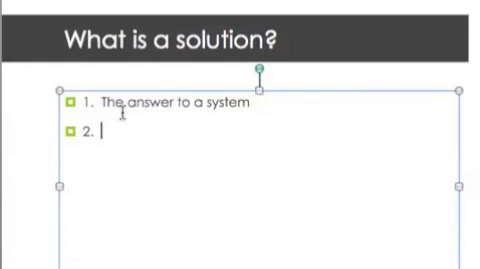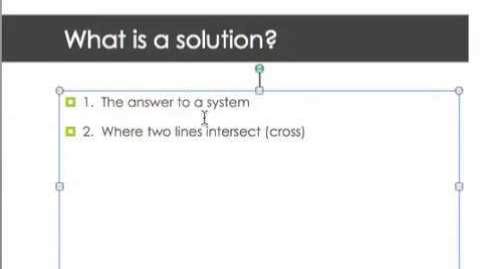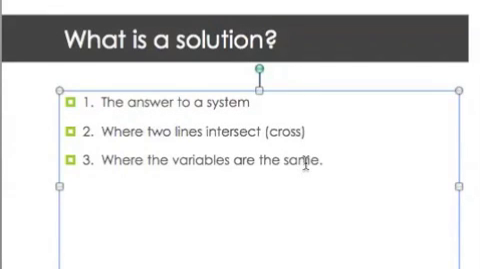Another way to think of it is where two lines intersect. Okay, or cross if you prefer that way. So a solution is the answer to a system. If you're looking at it as a graph, it's where two lines intersect or cross. Okay? Or you can think of it as, number 3, where the variables are the same. Which won't make sense now, but it will in a little bit. Okay? This word solution is very important.